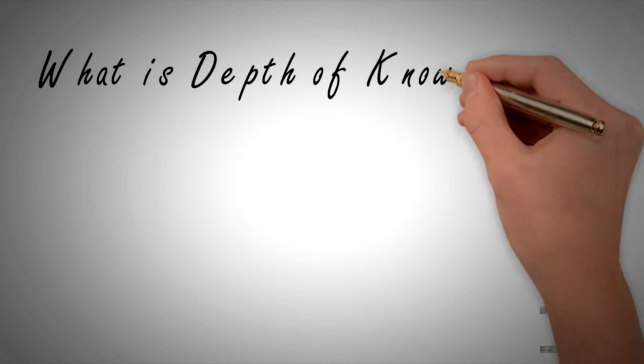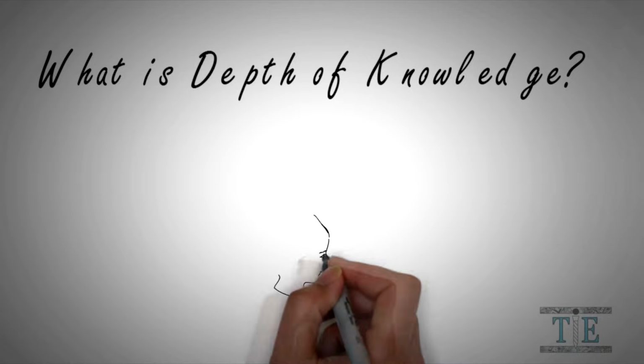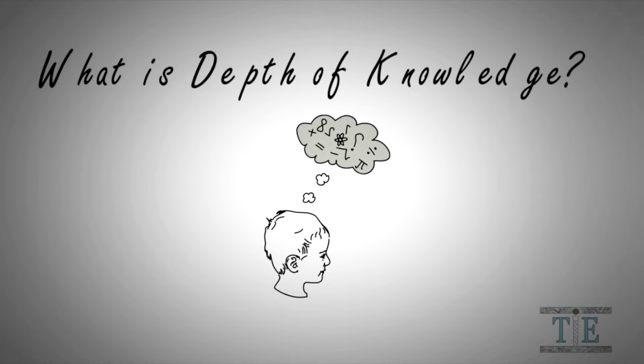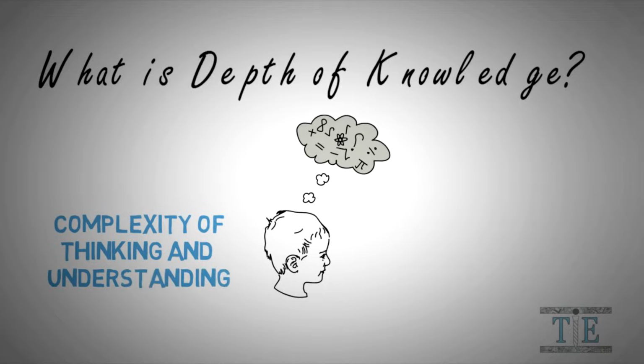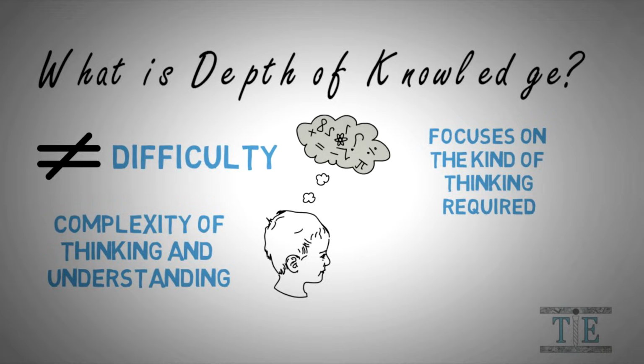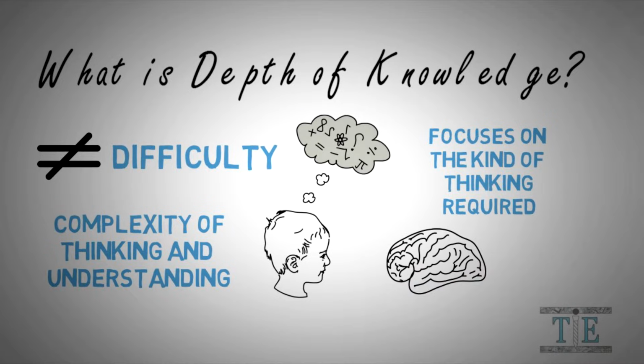So, what is Webb's depth? Depth of understanding requires basic knowledge, conceptual understandings, integration, and evaluation. Depth of knowledge can be defined as complexity of thinking. Now, what depth of knowledge should not be confused with is difficulty, which may vary from person to person. Webb's, on the other hand, focuses on the kind of thinking required, not the difficulty. Different parts of the brain are used for different methods of thinking.